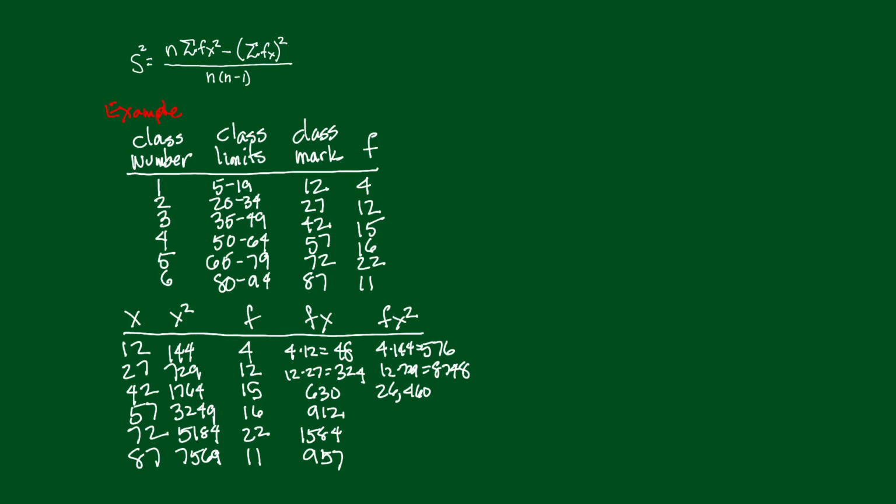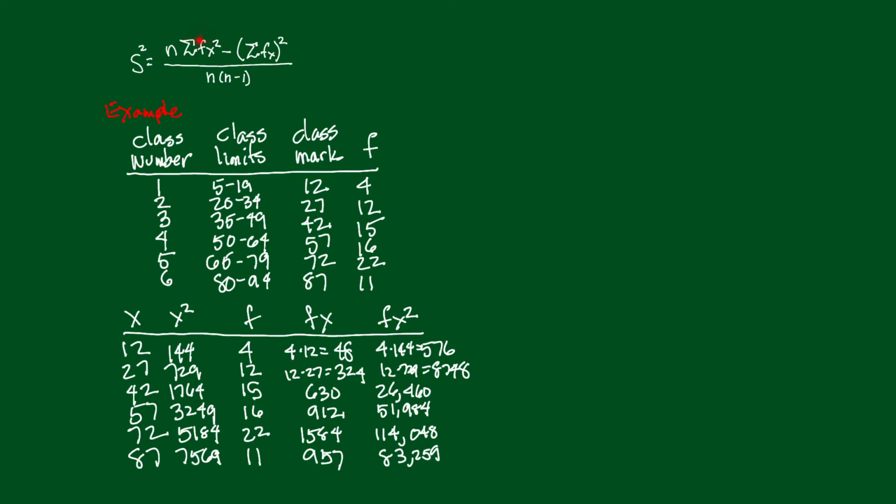And then 16 times 3249 is 51,984. And the next one, 22 times 5184 is 114,048. And finally, the last one is that 11 times the 7569. And I got 83,259.